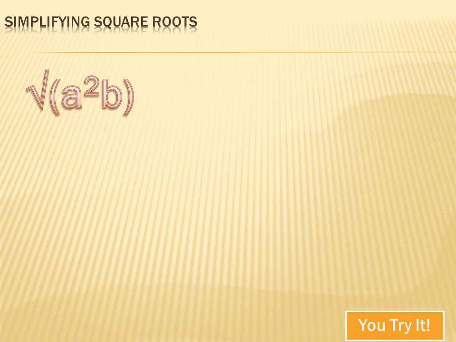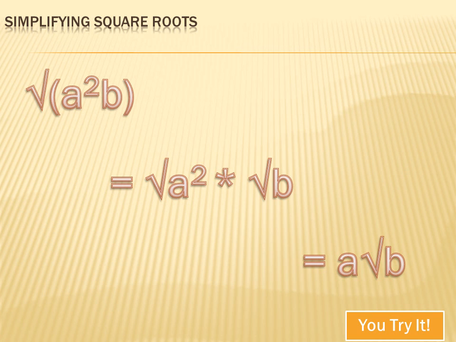Well, I think the first thing I want to do is to break up this expression. It right now reads the square root of the expression a squared b, but I could change that. I could rewrite that as the square root of a squared times the square root of b. The square root of a squared just equals a, so I could rewrite this again, a times the square root of b.